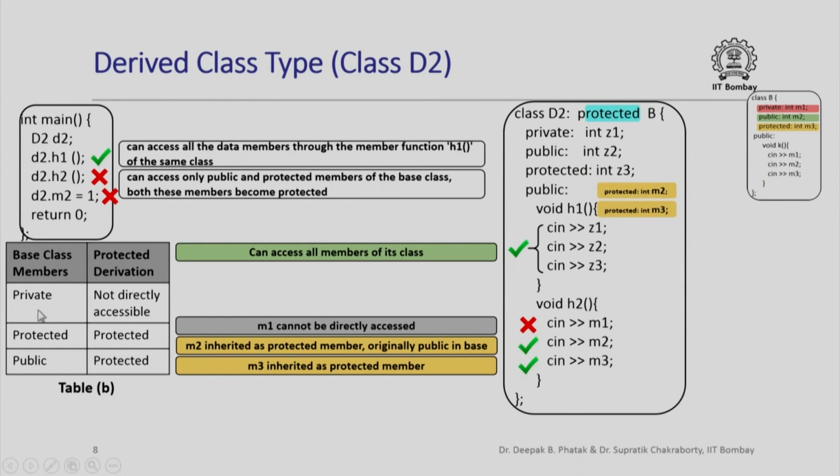So to summarize what we studied in this slide, when we are having protected derivation, then if the base class member is private, then of course it cannot be accessed within the derived class. If the base class member is protected, then it can be accessed within the derived class as a protected member. If the base class member is public, then because I am doing protected derivation, the least accessible of these two specifications will prevail, and therefore this data member will be accessible within the derived class but as a protected member.